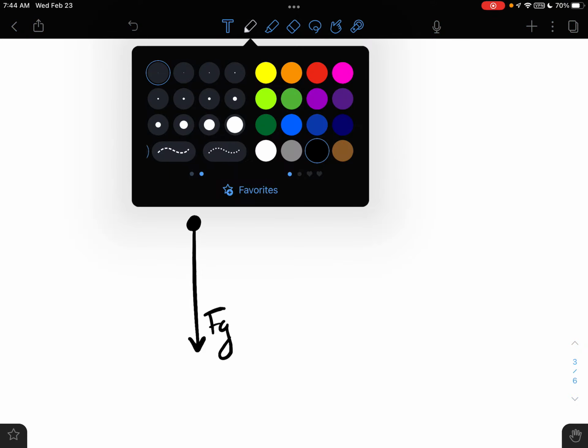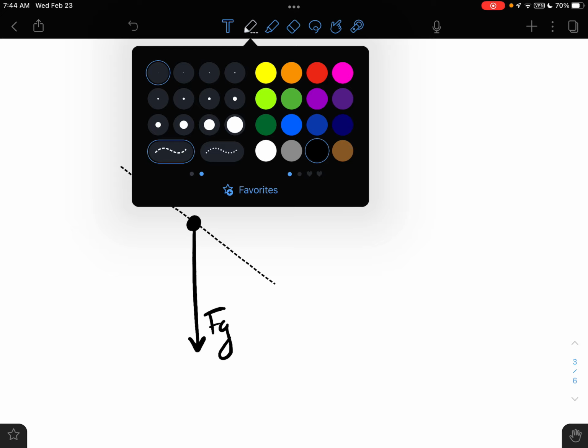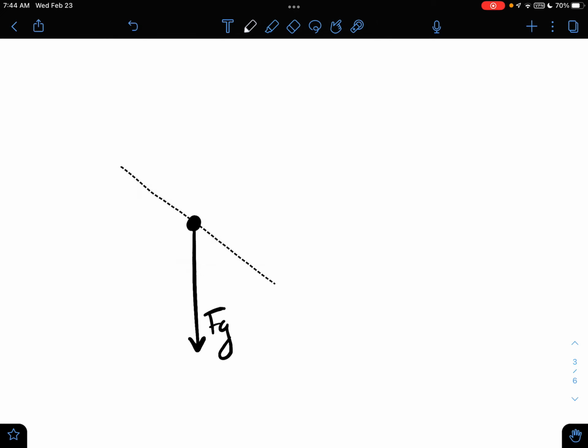And here is our slope, right? The slope is not a force on it. I just mark that with a dotted line. So I can see that, since it's a normal force, it should be normal or perpendicular to that slope. That's all that's indicating.